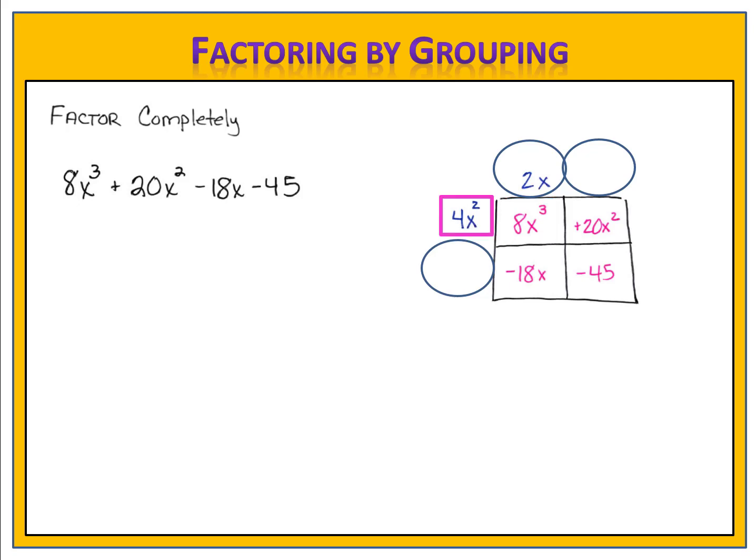Next, 4x^2 times what equals 20x^2? 5. So we put plus 5 in the second position. Now we go down to the second row. What times 2x equals -18x? Negative 9. So we write a negative 9 in the position on the left-hand side.